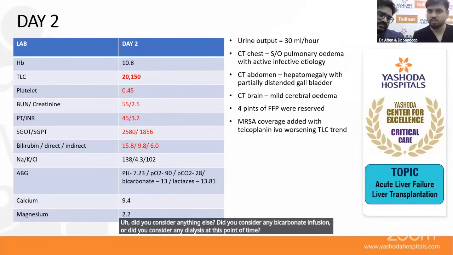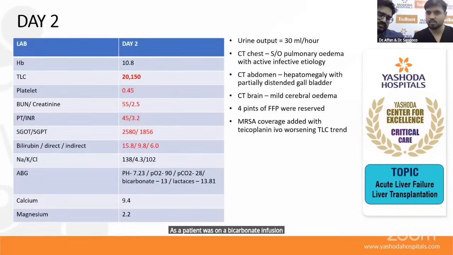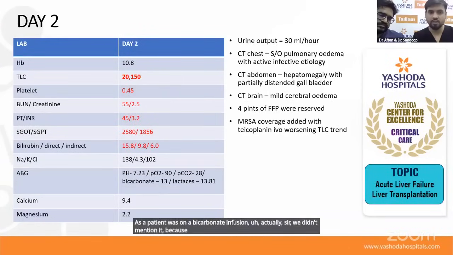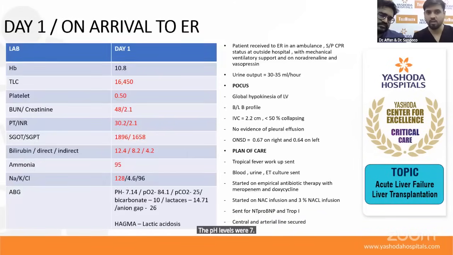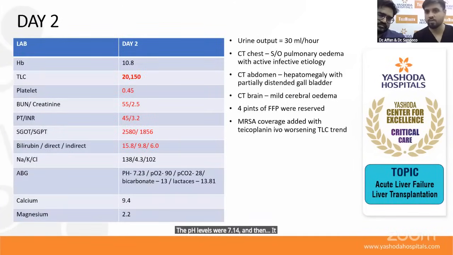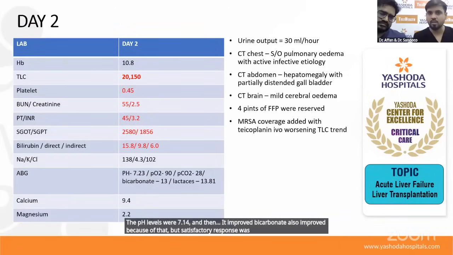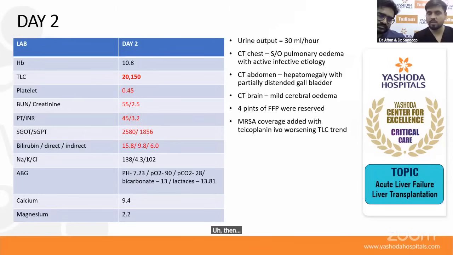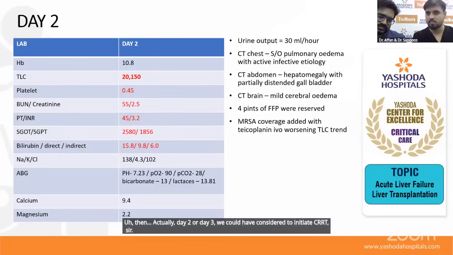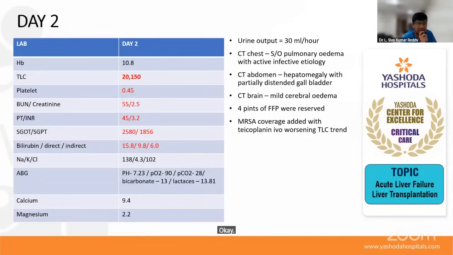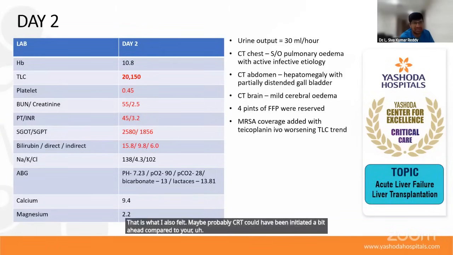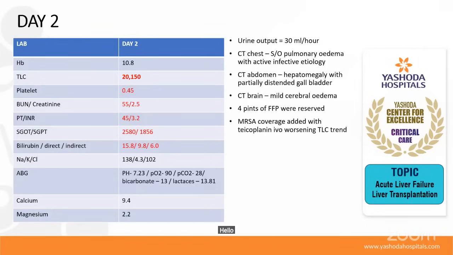Sir, the patient was on bicarbonate infusion. Actually, sir, we didn't mention it because on day one, the pH levels were 7.14, and then it improved. Bicarbonate also improved because of that, but a satisfactory response was not there. Then actually day 2 or day 3 we could have considered to initiate CRRT, sir. Okay. That is what I also felt. CRRT could have been initiated a bit ahead compared to your previous timing. That's what I felt.